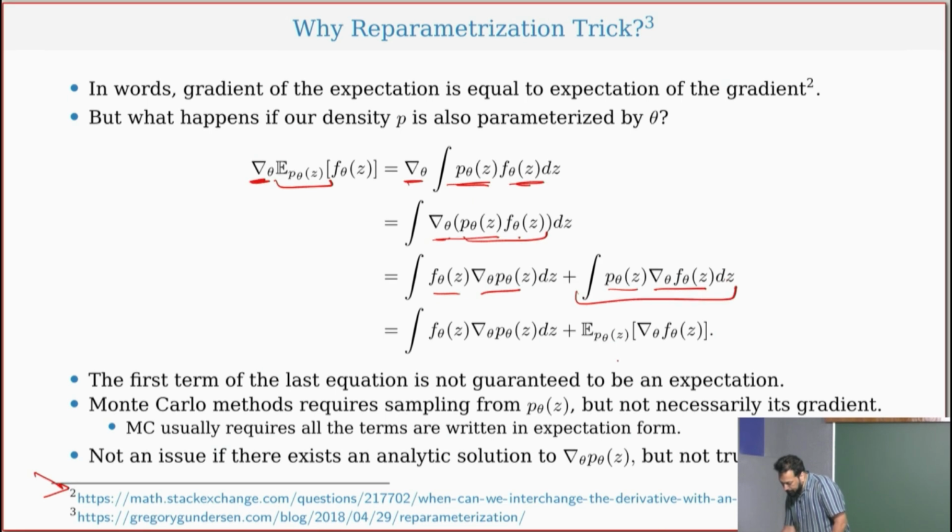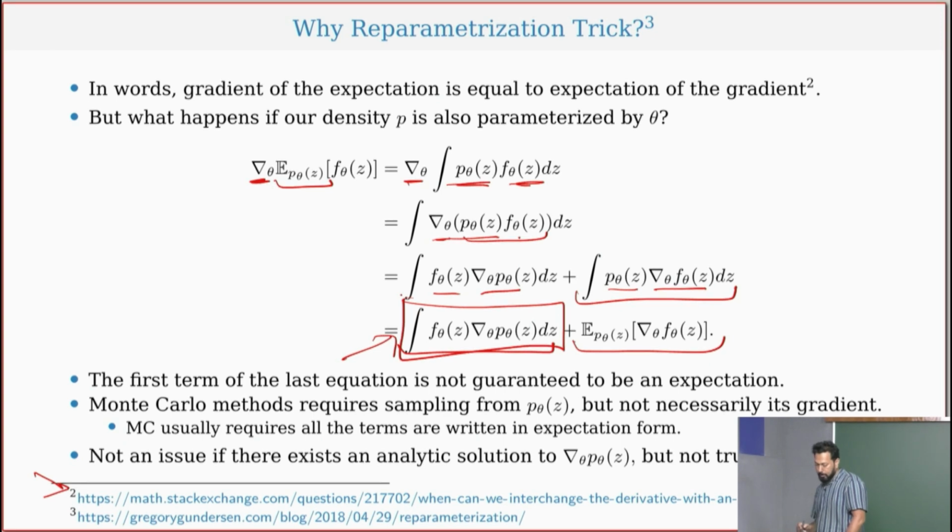Now the second one seems fine, because I can see this as an expectation over p theta z, no problem. But here I am in trouble, because now I need the gradient with respect to theta of p theta z, and this expression cannot be written as an expectation. There is no way. We don't know whether this could be written as an expectation, because in real life we work with samples and we need to compute an expectation or average. So that's the problem here. The first term of the last is not guaranteed to be an expectation.